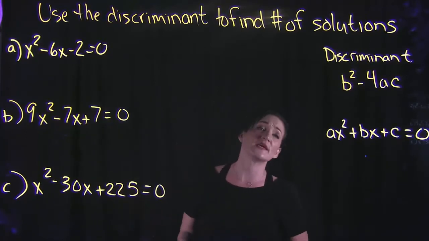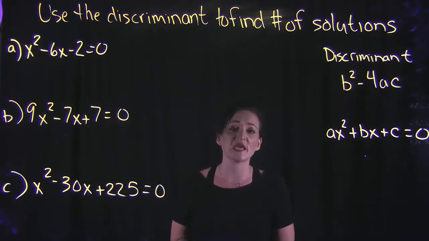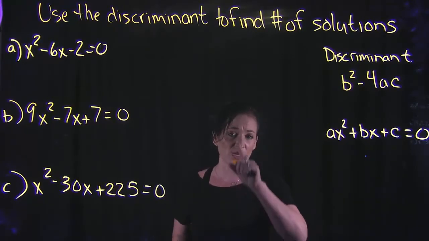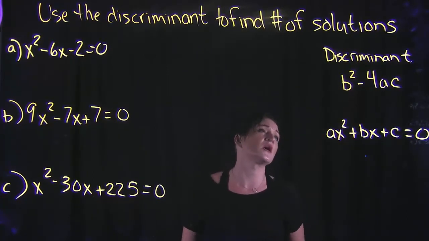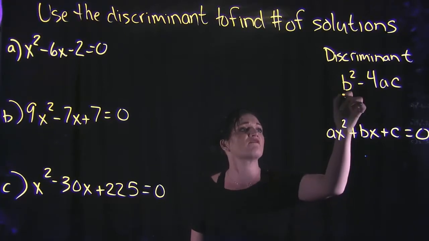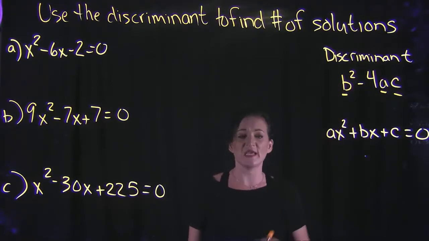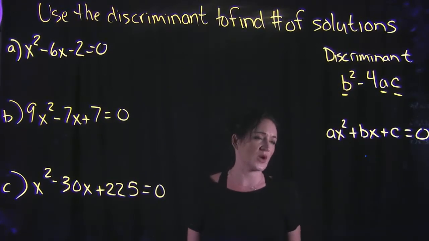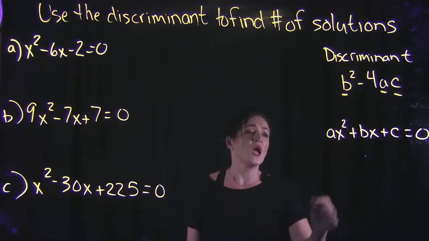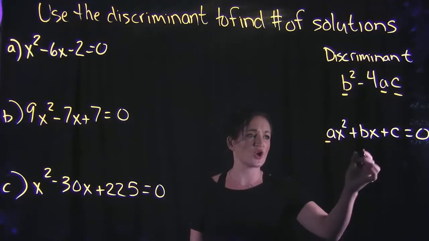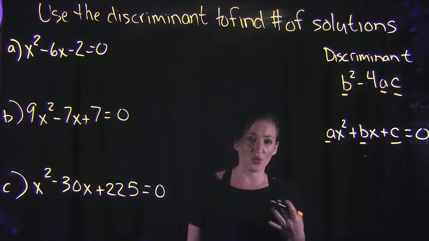So the discriminant is this right over here. The discriminant is equal to b squared minus 4ac. That comes from the quadratic formula, underneath the radical symbol. Now, in the discriminant, we have b, a, and c that we need to plug in. Those come from your quadratic equation. So the basic quadratic equation here is ax squared plus bx plus c. Remember that a is always in front of your squared term, b is always in front of your x to the first term, and c is always your constant.